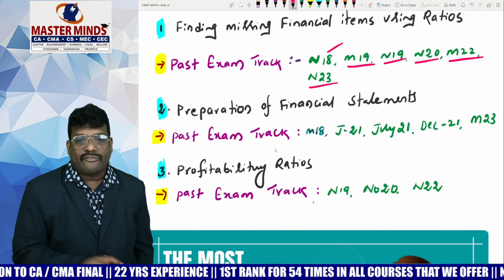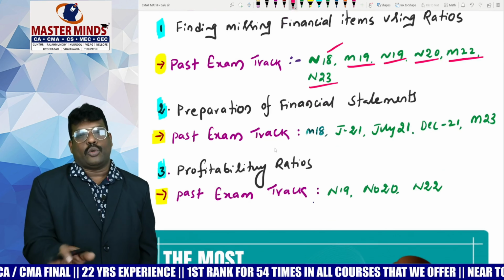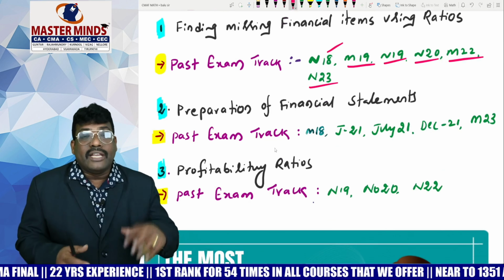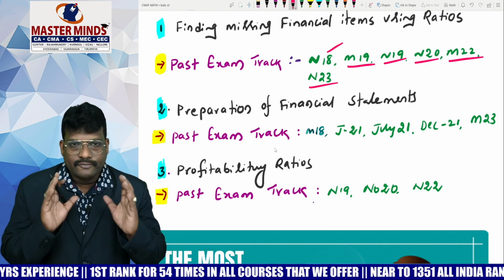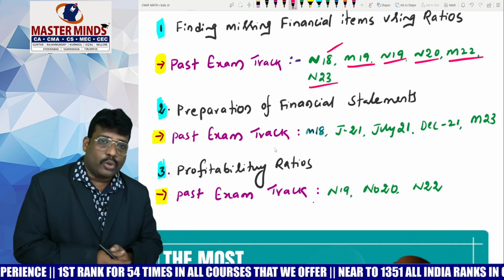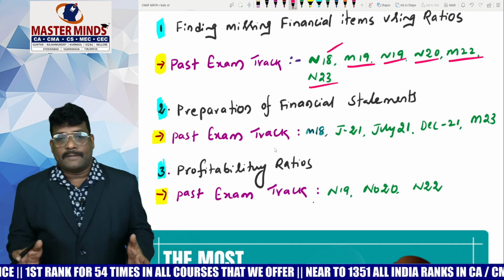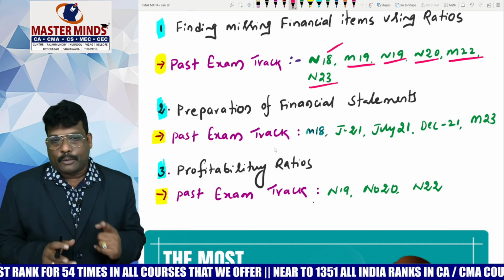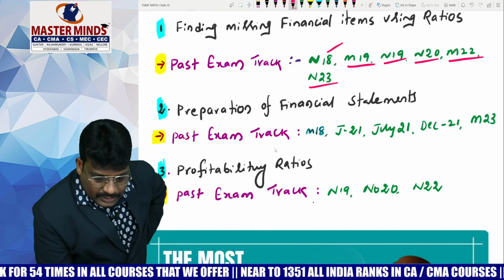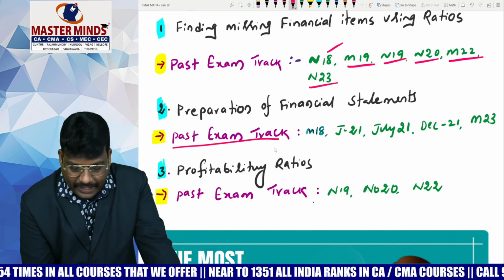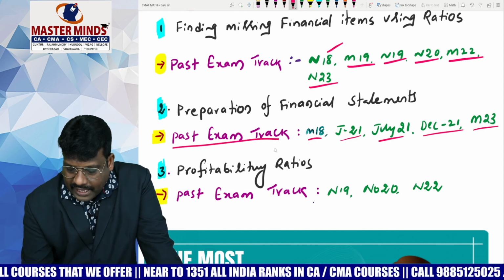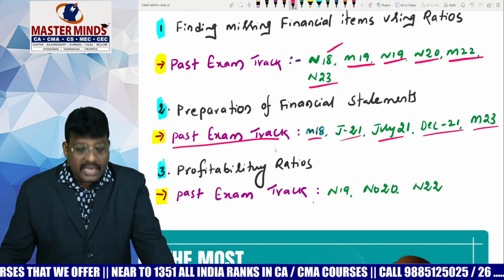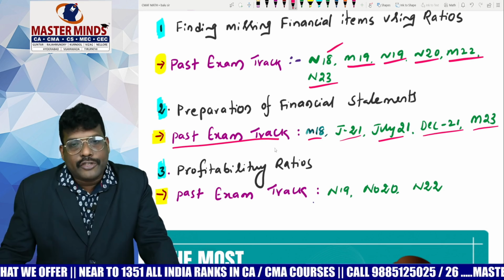Second one, preparation of financial statements. This is a different story. This time they will give you ratios and some data, and based on that you have to construct the financial statements, that is the profit and loss account as well as the balance sheet. So this is also an important model. In the past exam track, if you observe, May 18, November 20, 21, July 21, December and May 23, they asked.